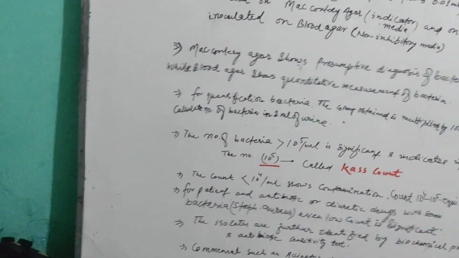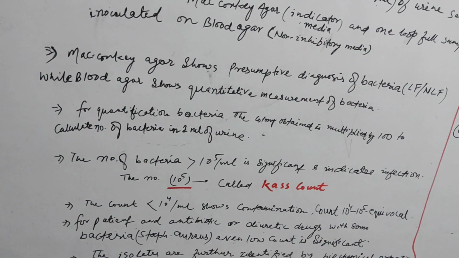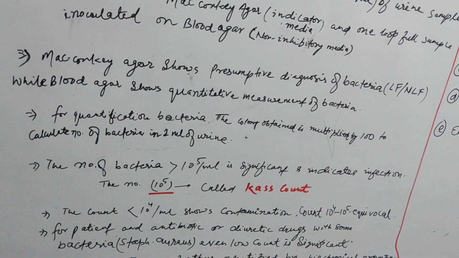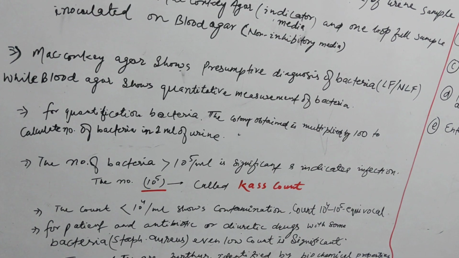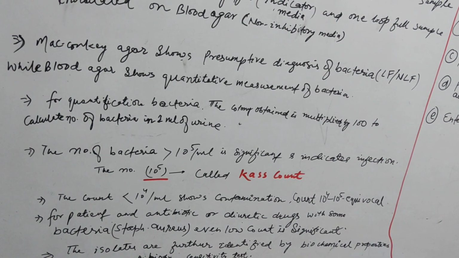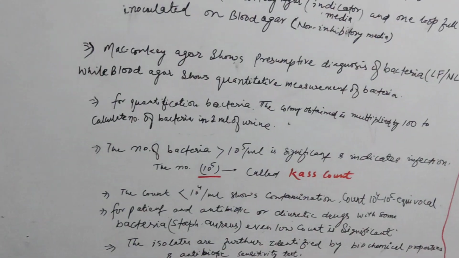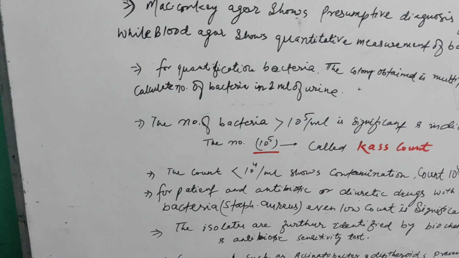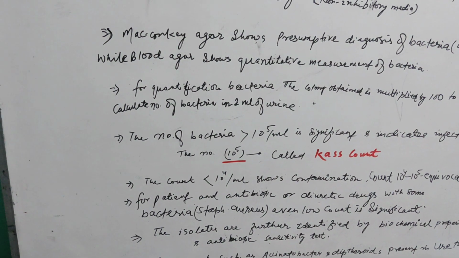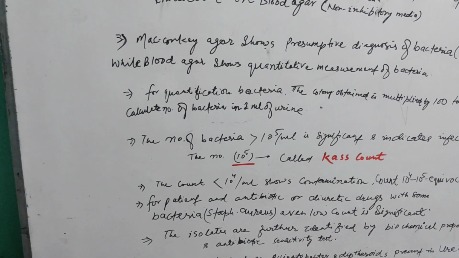The MacConkey agar shows the pre-assumptive diagnosis of bacteria, which is useful for the diagnosis whether the bacteria is lactose fermenting (LF) or non-lactose fermenting (NLF). LF is lactose fermenting, NLF is non-lactose fermenting bacteria. While the blood agar shows quantitative measurement of the bacteria, how much quantity of the bacteria is present.